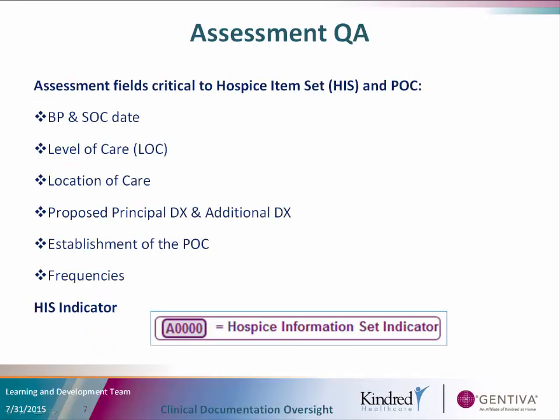Although all sections of the assessment should be reviewed for appropriate and accurate documentation, the following fields are critical to the hospice item set and the plan of care. Pay especially close attention to the benefit period and start of care dates, the level of care, the location of care, the proposed principal diagnosis and additional diagnoses, the establishment of the plan of care, and the frequencies. Also, any other fields displaying the HIS indicator.